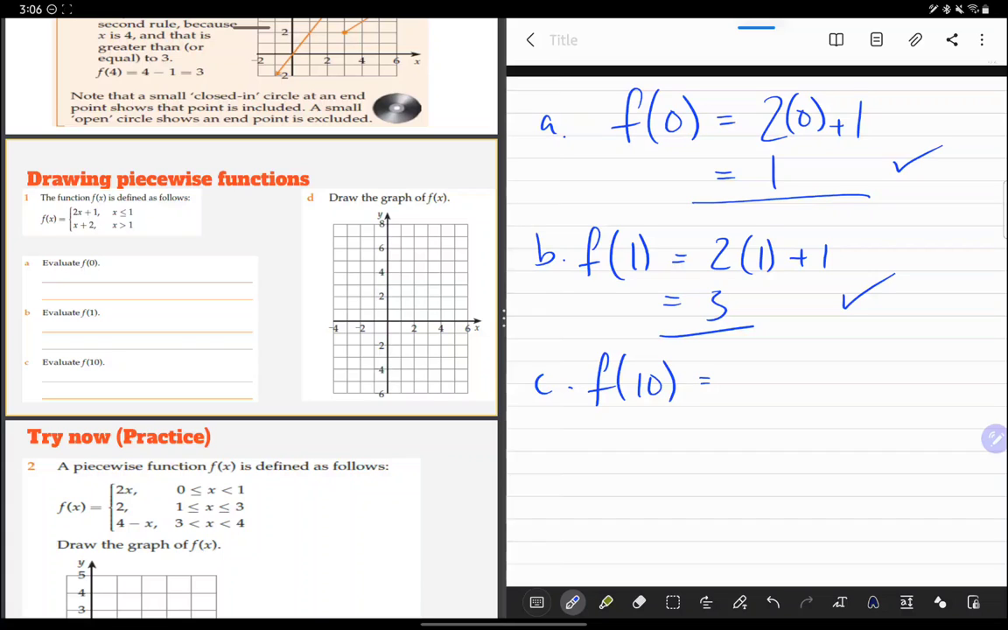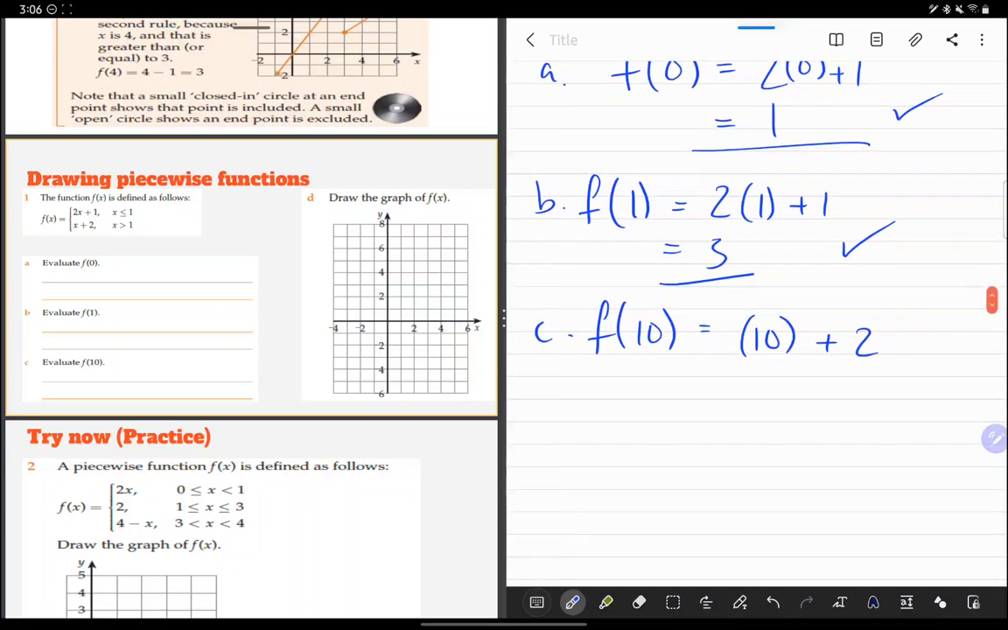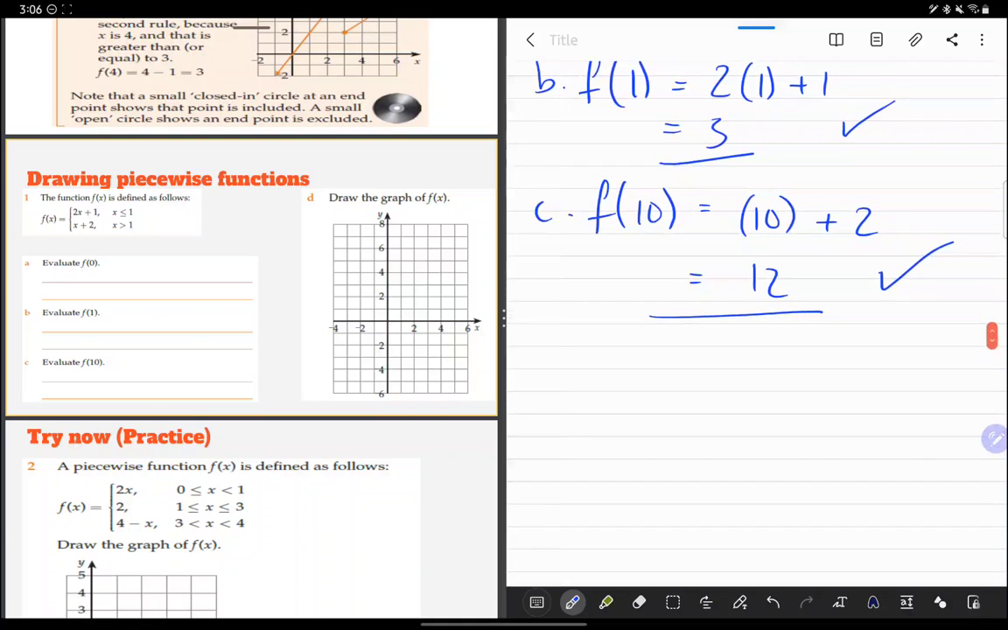When x is now greater than 1, we're using the second equation. So this is pretty much it for piecewise functions. It's knowing which equation you're working with, because they change. So if x is 10, it's the second equation that applies now. I don't need to put the brackets in here, but just to be clear, it's 12. So that's C. We're using the second equation, x plus 2, and we're putting 10 into that place of x. Okay, let's draw the graph.